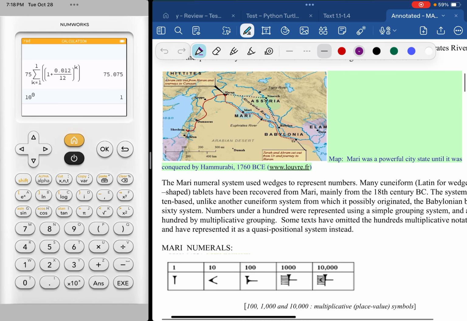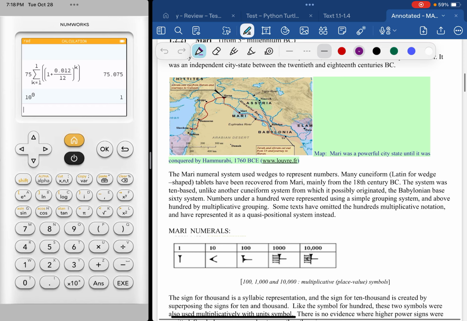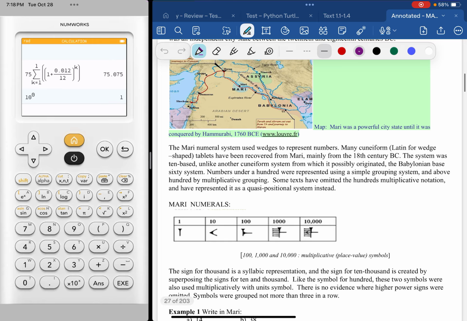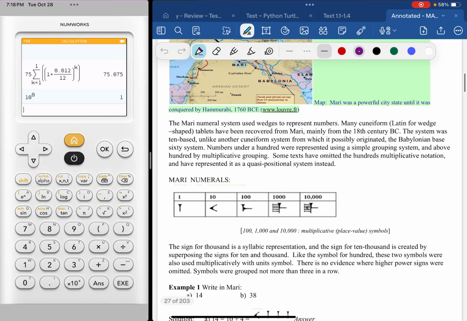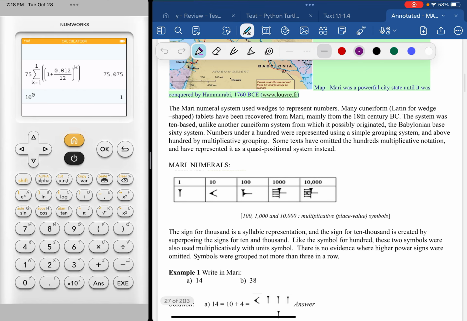Numerical system uses wedges to represent numbers. The tablets recovered from Mari, mainly the 18th century BC. The system was base 10, as opposed to Babylonian, which was base 60, which we'll talk about as we go. Numbers under 100 represented using a simple grouping system, and above 100 by a multiplicative grouping system.